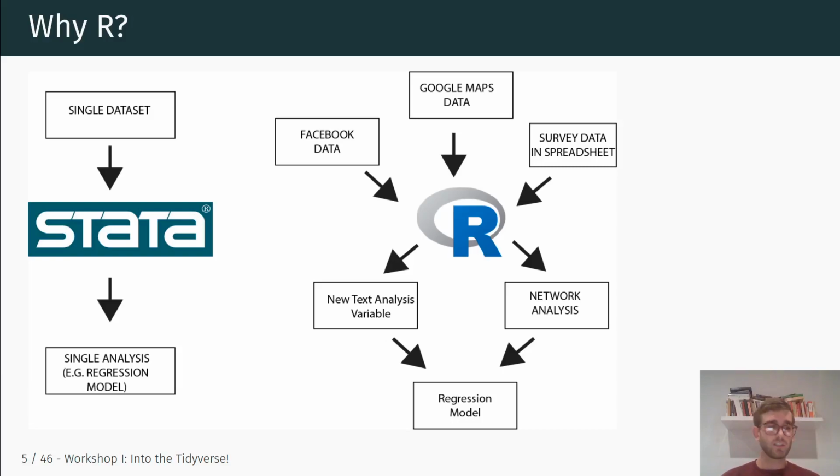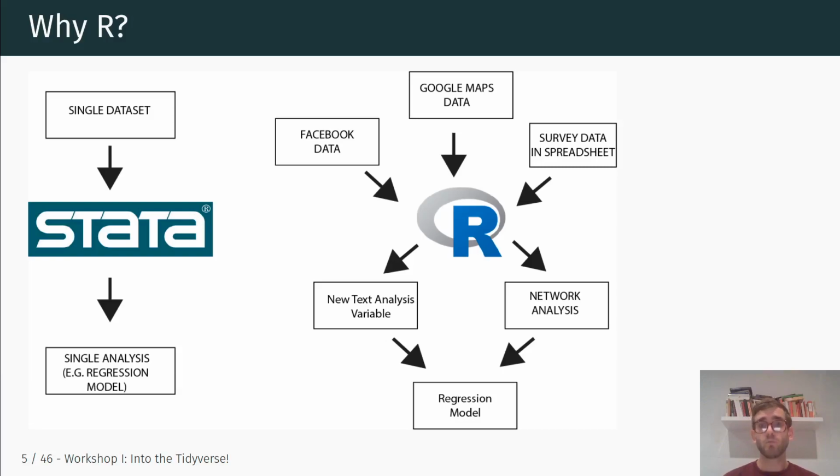And R is a lot more flexible in that it doesn't only work with one single data set as the basis for all the computations, but it can contain a lot of different objects in its workspace. And these objects can be, for example, data that we scrape from Facebook or Google Maps data, or, for example, a traditional survey data spreadsheet.